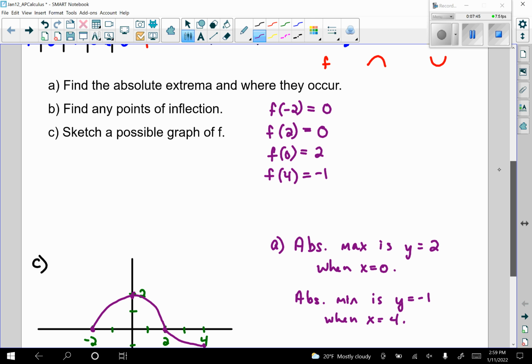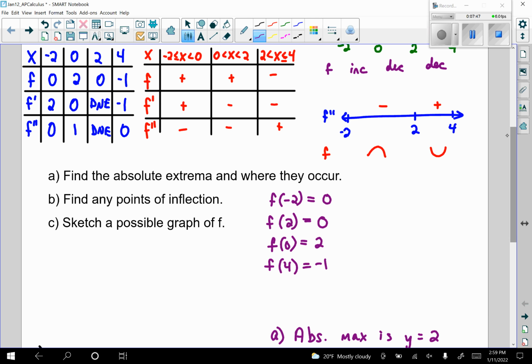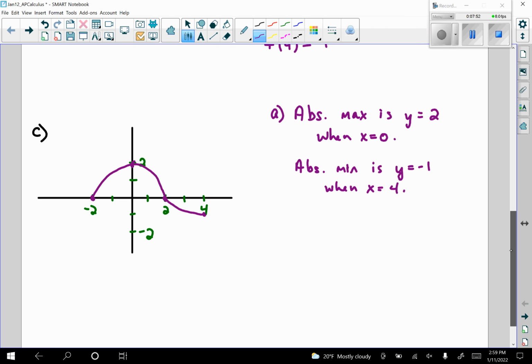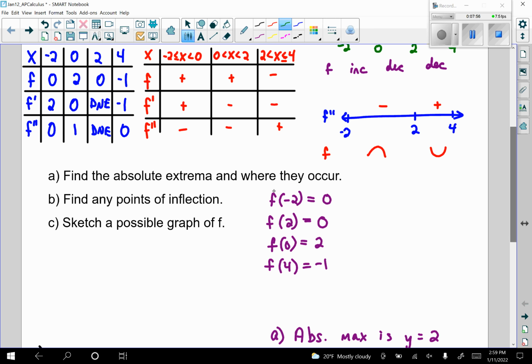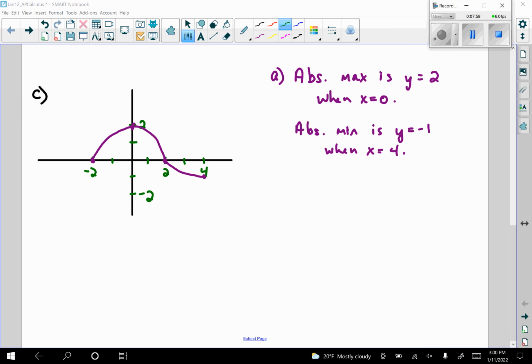For B, any points of inflection? Well, our function changes concavity at x equals 2, and that was the point 2, 0. And once we do sketch it, we just say that this is y equals f of x.